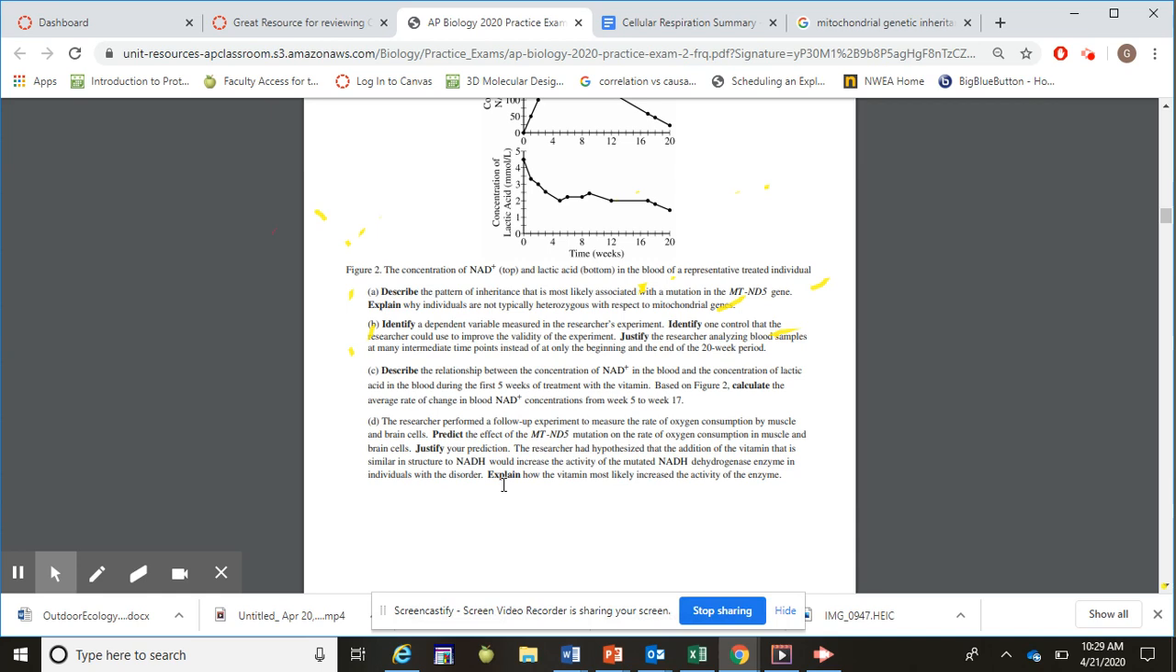The researcher performed a follow-up experiment to measure the rate of oxygen consumption by muscle and brain cells. Predict the effect of the MT-ND5 mutation on the rate of oxygen consumption in the muscle and brain cells. So if the mutation is preventing the NADH from being properly broken down into the electron carrier and the proton, then it's going to slow your rate of cellular respiration because it's going to affect our electron transport chain.